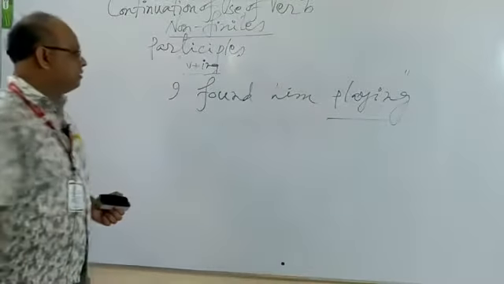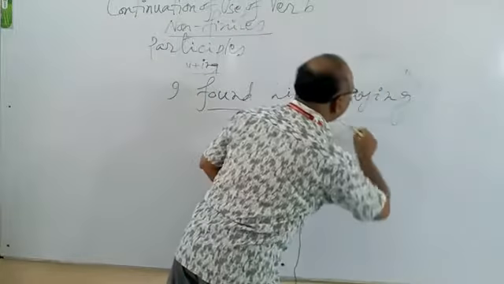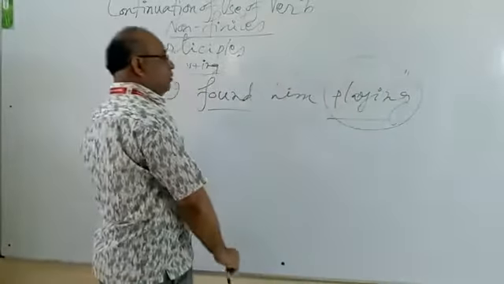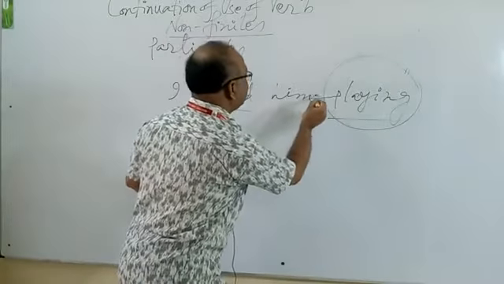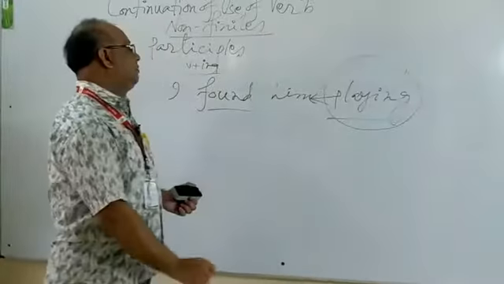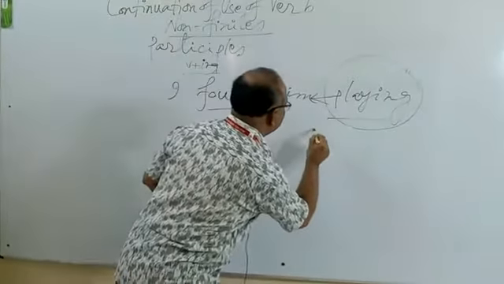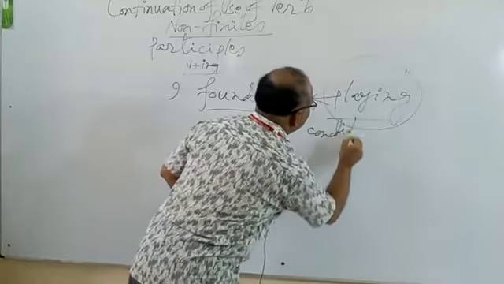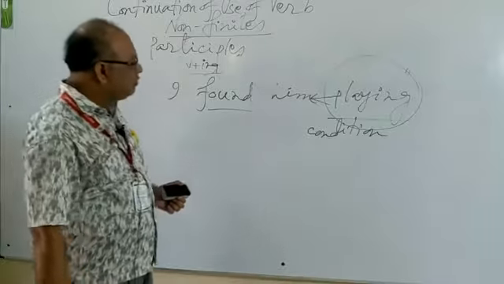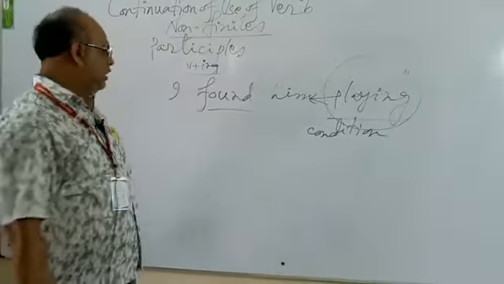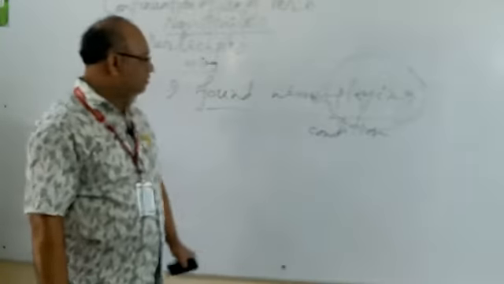This is the finite verb. Playing is non-finite and present participle. Why is it present participle? It modifies the object, and it gives you the question of condition. It gives you the question of which condition. So I found him in which condition? I found him playing. This is the playing condition.